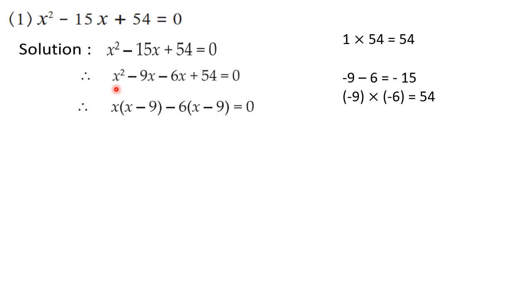What we can observe here is x is common here. So inside the bracket we will get x minus 9. And here we will observe minus 6 is common. So inside the bracket we will get x minus 9. Now see, this is one term and this is another term, where we can observe that the bracket x minus 9 is common. So take it common, and in the second bracket you write down the remaining terms. That means x from the first term and minus 6 from the second term. Once you get these two brackets, that means you have factorized.